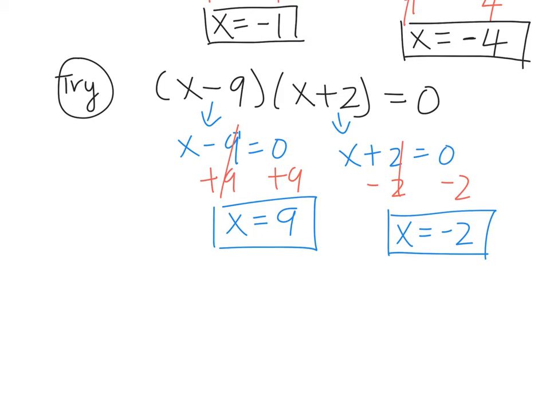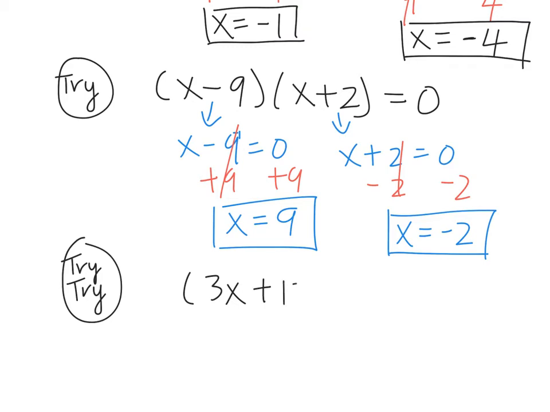So let's call this, since you're trying again, let's call it try. Let me give you this problem and see how you do. What if we have 3x plus 12 quantity squared, it's equal to 0? What would you do? Think about it.